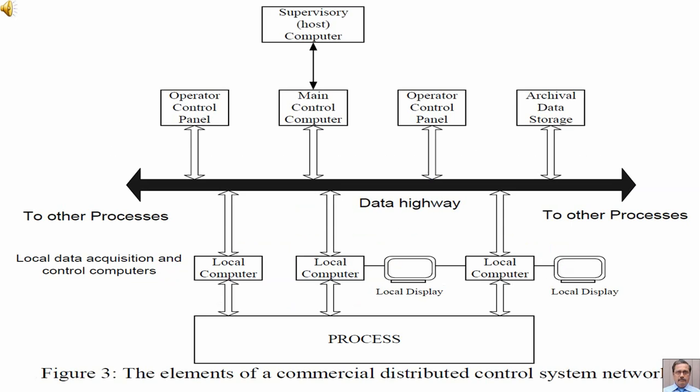This diagram shows the elements of a commercial distributed control system in a nutshell. Here one can see the front-end computers connected with the process on one end and to the field bus on the other end. Then we have the data highway with which the upper level computers are connected. One can see the host computer which is in communication with the main computer.